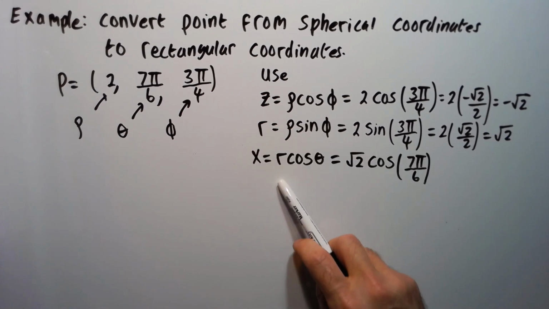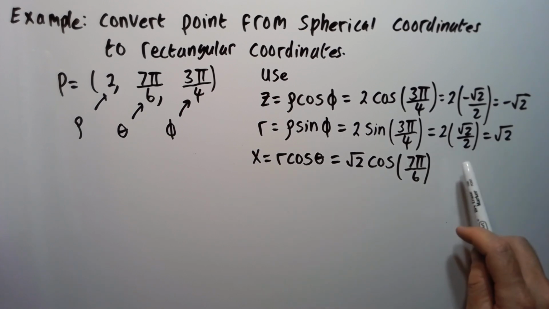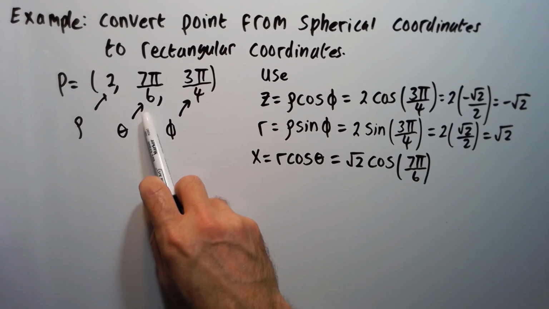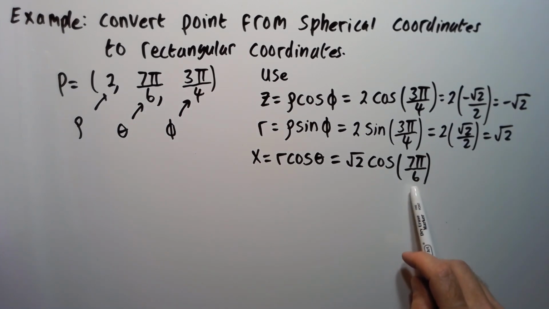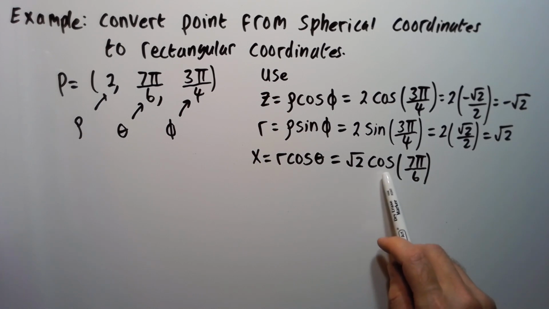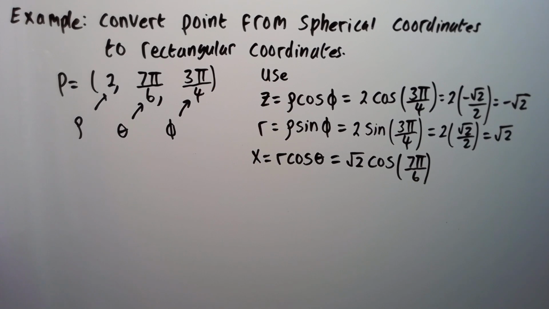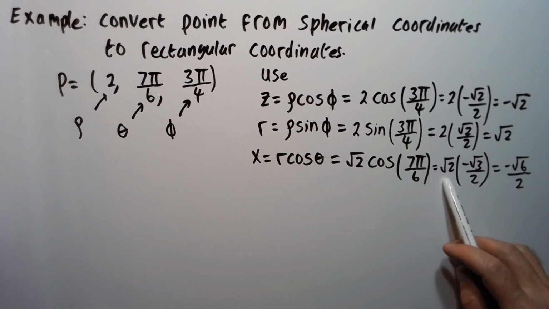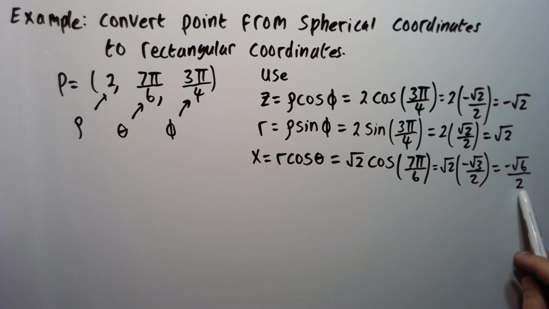So we'll get x equals r cosine theta. Our r is square root of 2, and our theta is 7π/6, so it'll be cosine of 7π/6. The reference angle will be π/6, and the cosine of π/6 is square root of 3 over 2. This is in the third quadrant, so it'll be negative. So it'll be negative square root of 3 over 2 for that, and then multiplying by square root of 2, it'll be negative square root of 6 over 2.